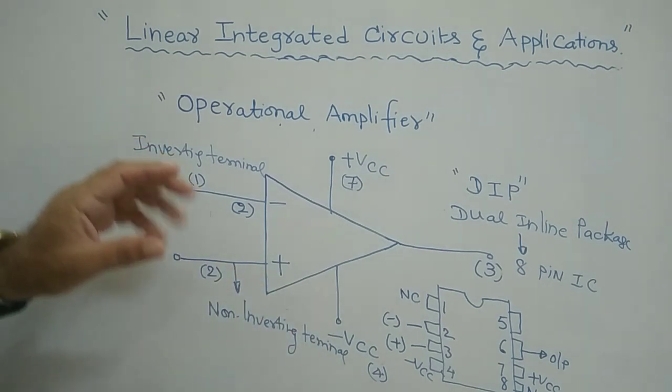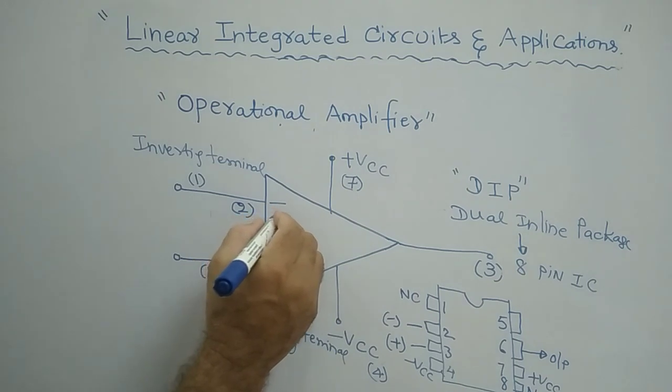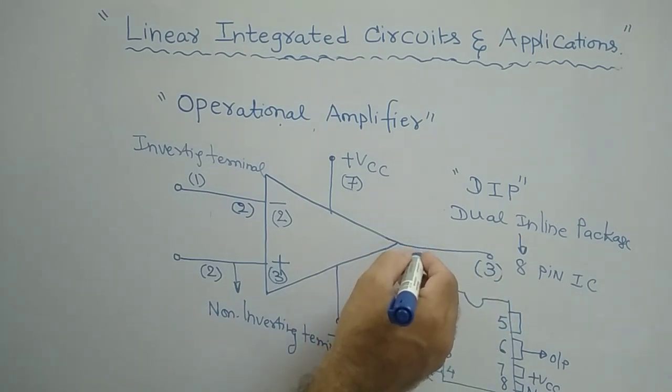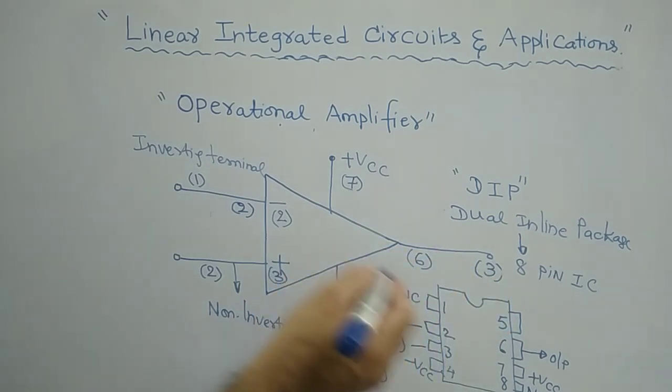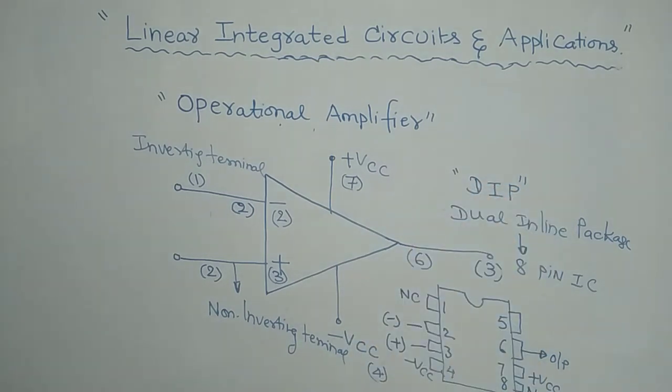Therefore, very important is that we should remember pin number 2, pin number 3 as the pin configuration, and your output is pin number 6. This is called the dual inline package, DIP package. This is the general representation of an operational amplifier.